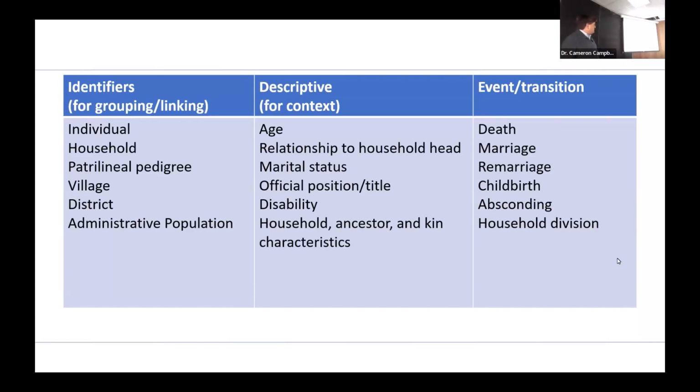But then for household, we have constructed variables for household, ancestor and kin characteristics. So things like counts of the number of living cousins that somebody has, counts of the number of siblings, counts of uncles, and so forth. Then we have event variables like whether or not somebody dies in the next 3 years, whether or not they marry, whether or not they remarry, whether or not they have a birth as registered, and absconding.